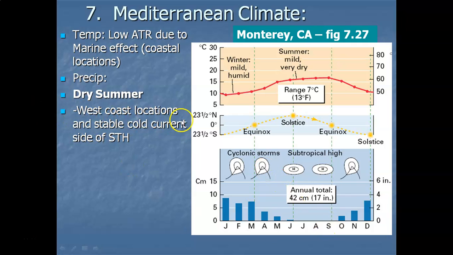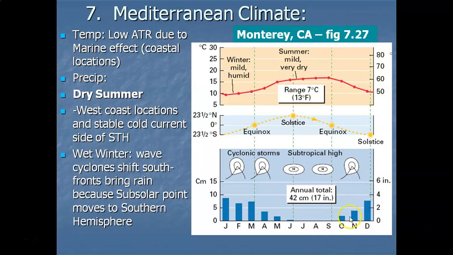And that's due to being dominated by the subtropical high, but we're on the west, stable side of sinking air. And then, similarly to our climate, winters become rainy as the wave cyclones shift southward, following the migration of the subsolar point into the southern hemisphere. And so frontal precipitation begins in October, just like here, and then intensifies on average throughout the winter months.